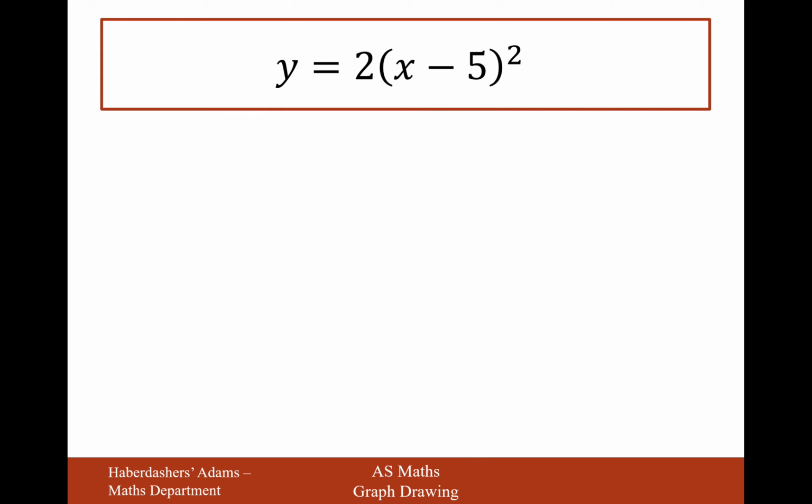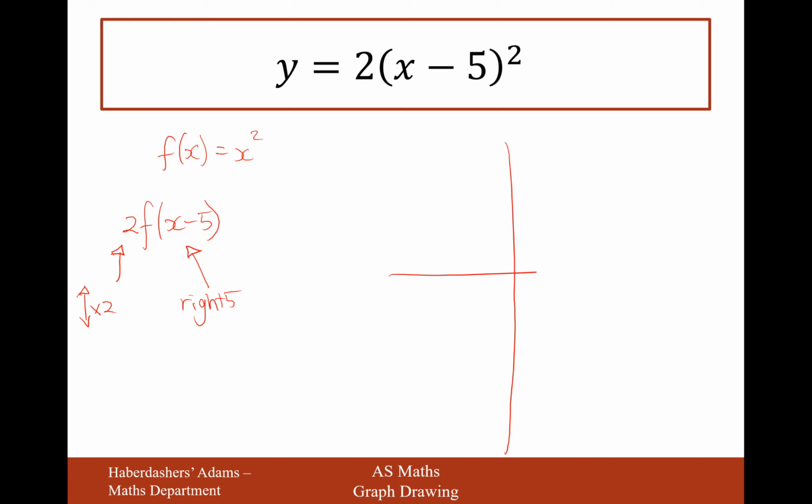Okay, moving on to the next one. This graph here is going to have a parent function of x squared, and in this case it's going to have a 2 multiplier at the front of the function and then an x minus 5 inside the function, inside the x bracket. So we're going to have 2 transformations here, one that's going to stretch up and down by a scale factor 2 and one that's going to move the graph right by 5.